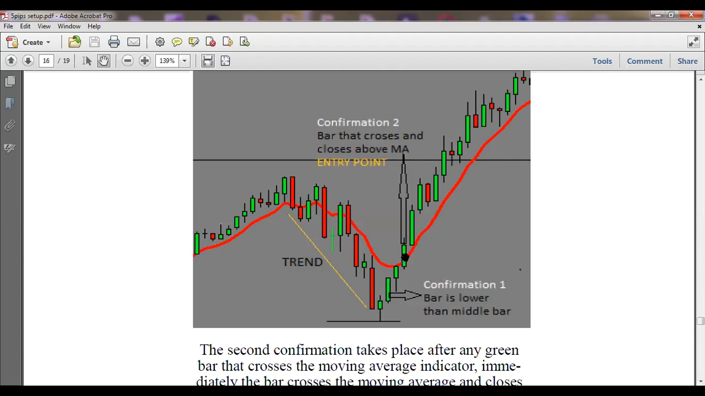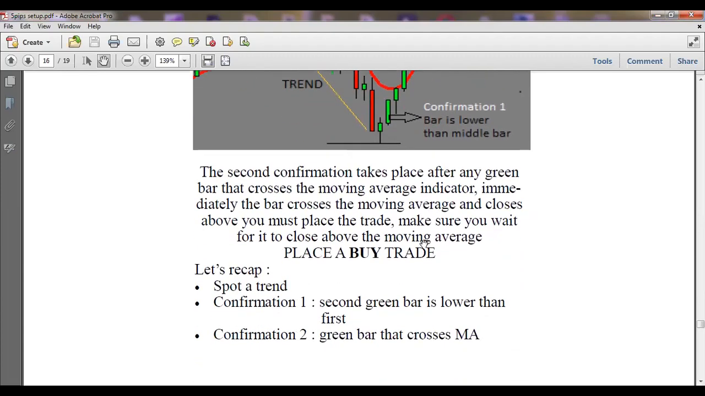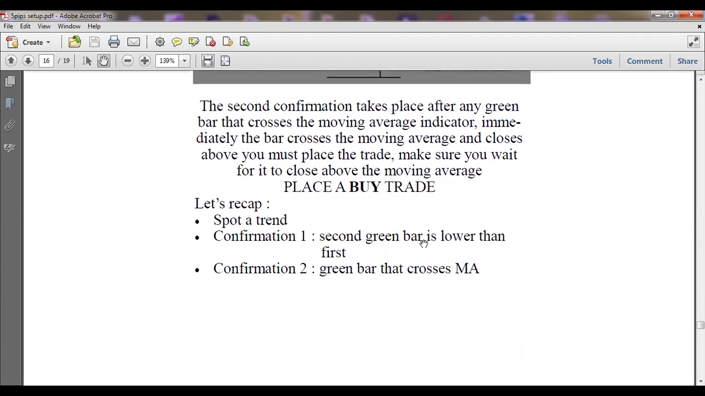Make sure that this last green candle closes above the MA. The red line is the MA. Once it closes, that is your entry point. Use the instant execution and enter the trade for a buy. And make sure your stop loss is 20 and your take profit is 5.